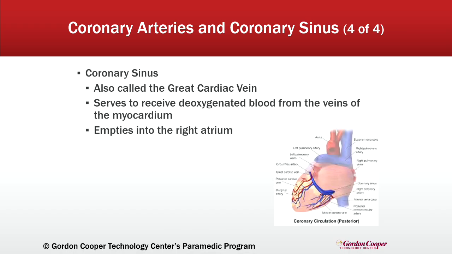So that coronary sinus, also called the great cardiac vein, is an important part of the heart's circulation system. Its job is to collect the deoxygenated blood from the veins of the myocardium. Just remember, that's just a fancy word for the heart muscle. After it gathers the blood, the coronary sinus drains into the right atrium. That's crucial because it helps bring the used blood back to the heart where it can be pumped to the lungs to get reoxygenated. So the coronary sinus is key to keeping the blood flow cycle running smoothly and efficiently.